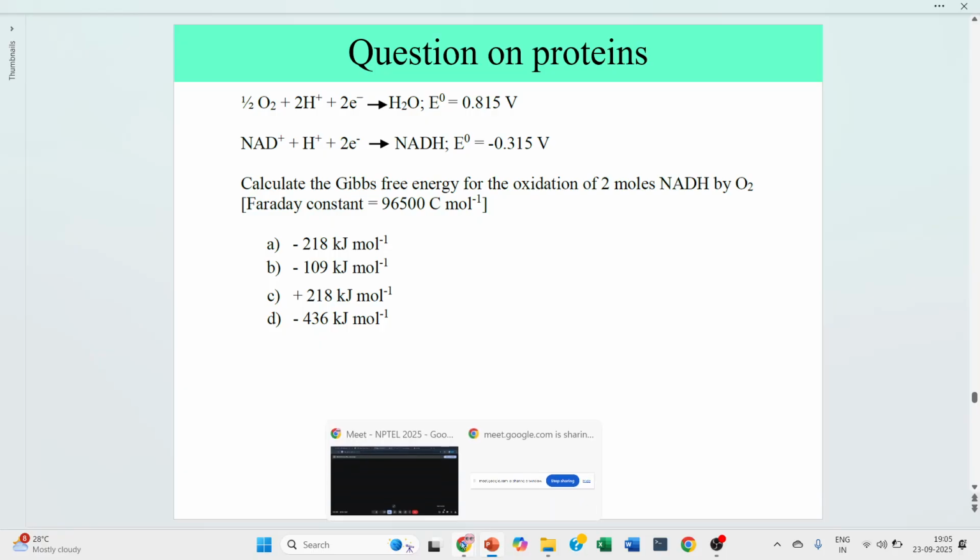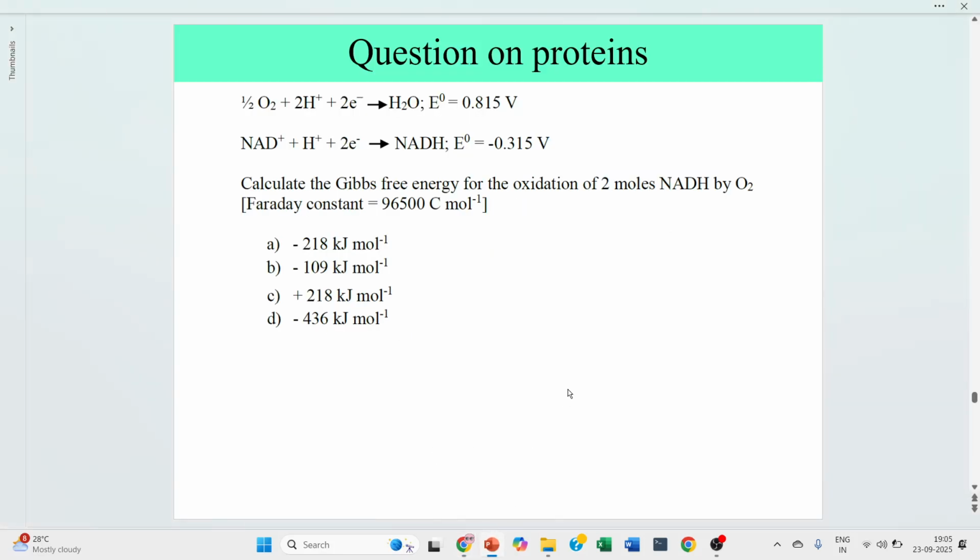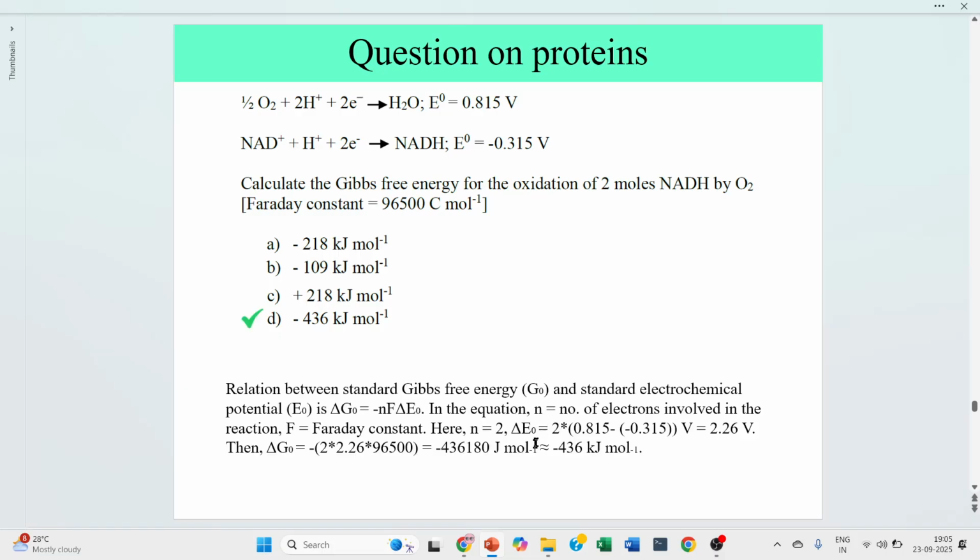Now there's a question on this. They are asking you to calculate the Gibbs free energy for the oxidation of 2 moles of NADH by oxygen, and Faraday's constant is given to you. So what is the answer?